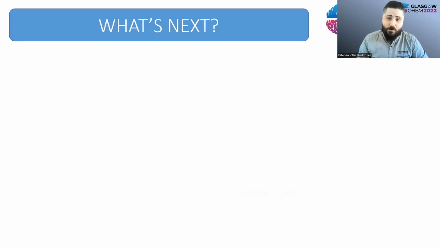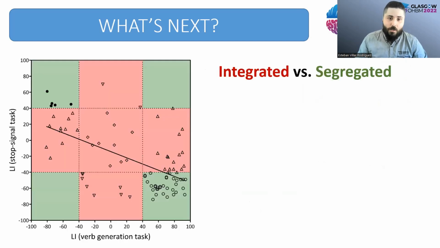So, before ending this presentation, let me give you a brief insight into where our research project is heading from here. If we look back at the correlation chart between language and inhibition, we can see that our participants can be classified into 2 different groups. Some individuals present a strong segregation of both functions. These individuals are located in the green squares and we call them segregated. The rest of our participants present a weak lateralization of either language, inhibition, or both. These individuals are confined in the red squares and we call them integrated.